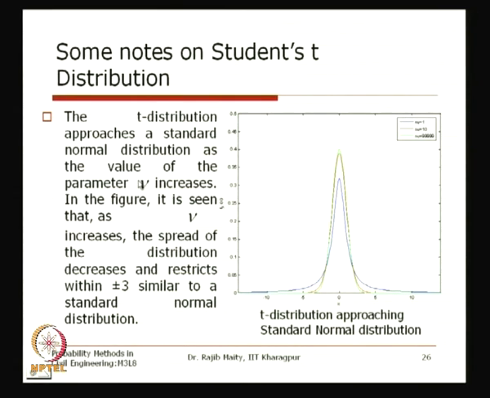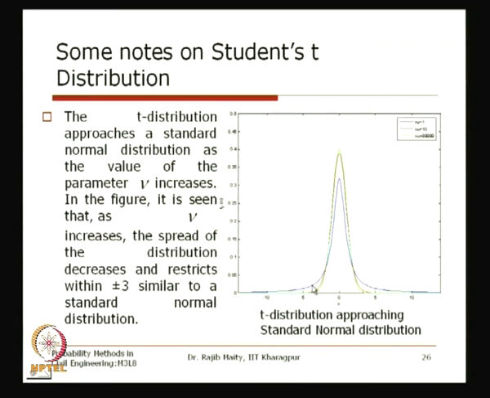So here we see that this t distribution approaches a standard normal distribution as the value of the parameter nu increases. In the figure it is seen that as nu increases, the spread of the distribution decreases and is restricted within plus minus 3, similar to a standard normal distribution. This is what we were just discussing while giving this example of the effect of different values of nu. Here also 3 plots are shown.